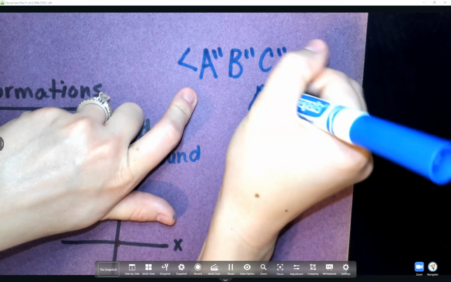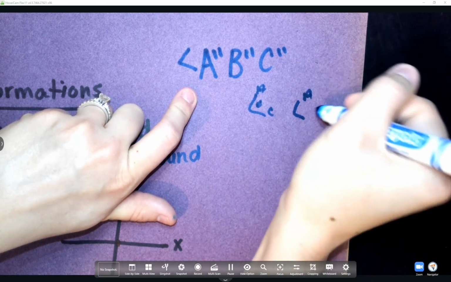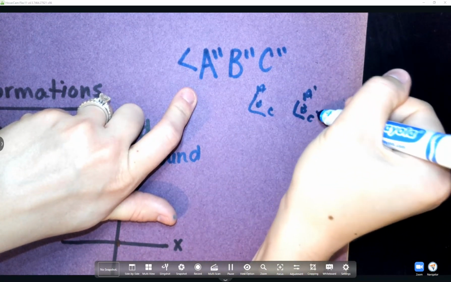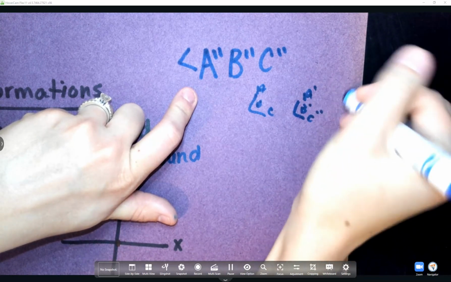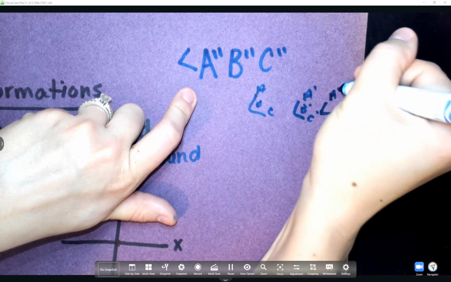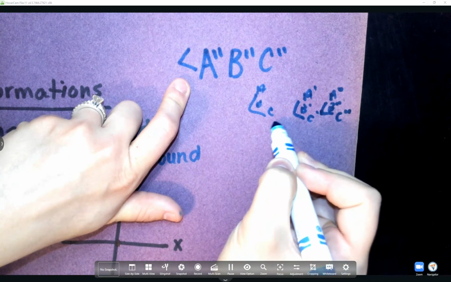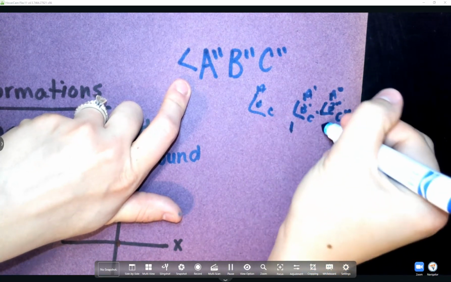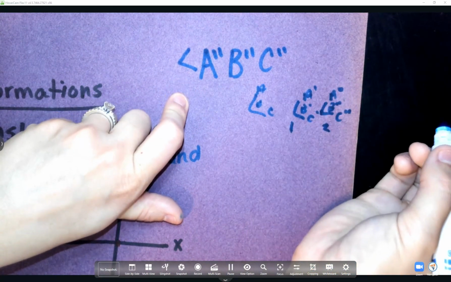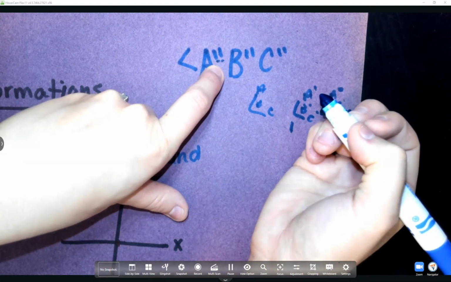First, you have A, B, C, right? And then you moved it again, and it became A prime, B prime, C prime. And then you moved it again, and it became A prime prime, B prime prime, C prime prime. So you moved it one time here, 2 times here. There were 3 total images. The original, and then each of the new ones became a prime.